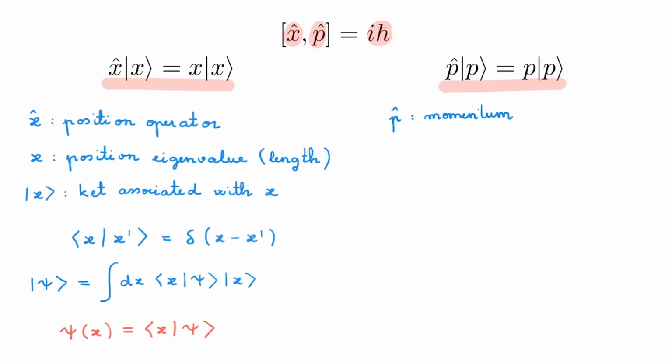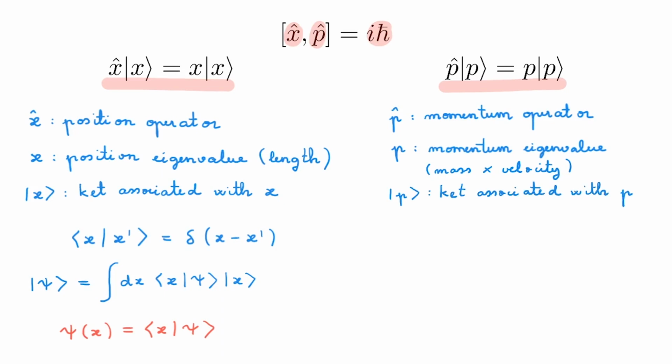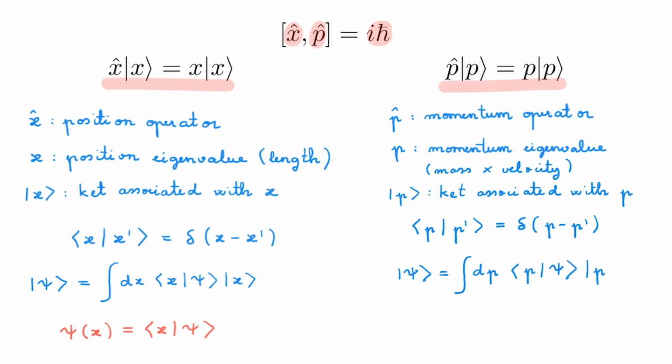As before, p hat means the momentum operator, p means the momentum eigenvalue, which has units of mass times velocity, and the ket p is the ket associated with the eigenvalue p. The eigenkets of p also form a basis, whose orthonormality condition is such that the bracket between p and p prime is equal to the delta function of p minus p prime. We can expand an arbitrary ket psi in the p representation as an integral over dp of the expansion coefficient, which is the bracket of p with psi, times the basis ket p. And we can now define the wave function in momentum space as psi bar of p, equal to the expansion coefficient, that is, the projection of the ket psi on the basis p.